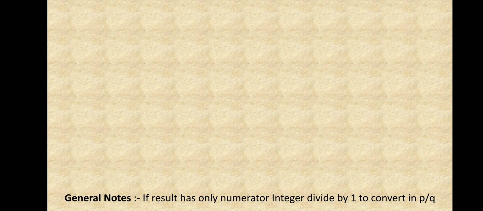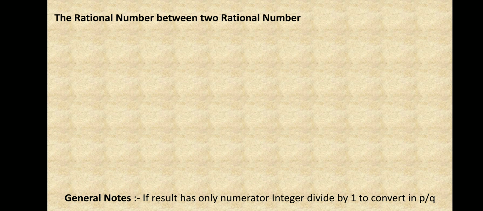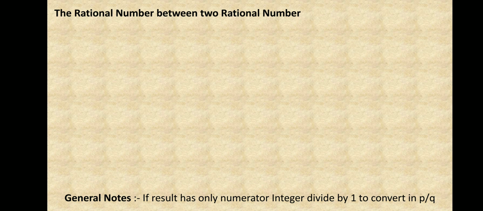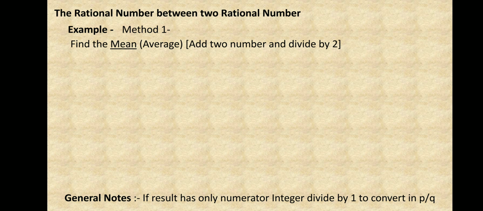So let's move on. So there is a general note first. Let's know that if a result has a numerator integer, divide by 1 so that it is converted into p by q form. So now you have the rational numbers between two numbers over here again, with the example, the method 1 again, which is find the mean. Mean means average. Now you all understood that.